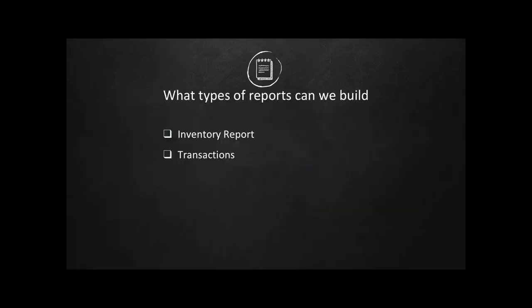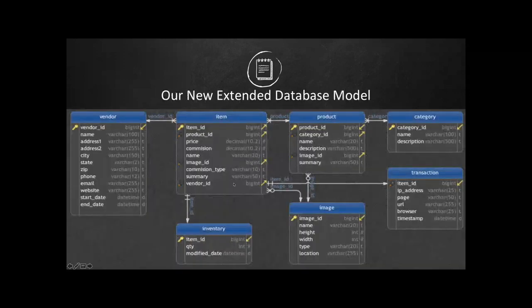So next, what types of reports can we build? Well, based on our previous screen, we could build a report off a vendor, give us a list of vendors. We could build a report to give us the list of products. We could do the same for category, images, items, inventory, and transactions. However, it's interesting that because we've already built our CRUD application, our web services and our model view controllers already essentially have a vendor report and a product report, because we've already built those CRUDs. So essentially, our list contains all the products and all the vendors.